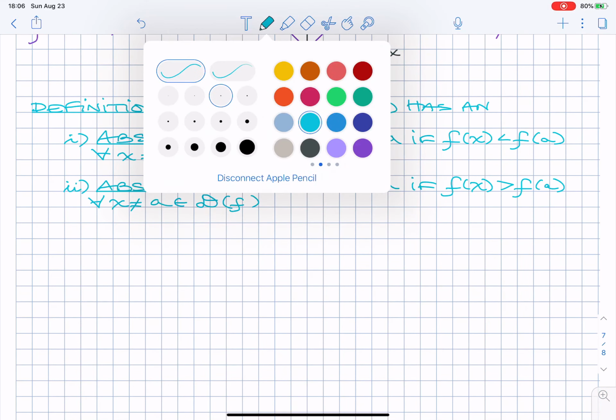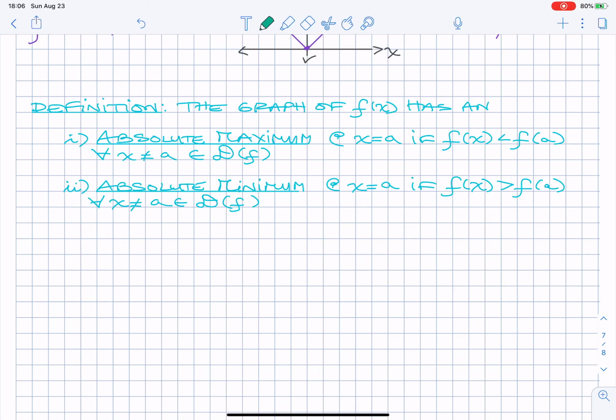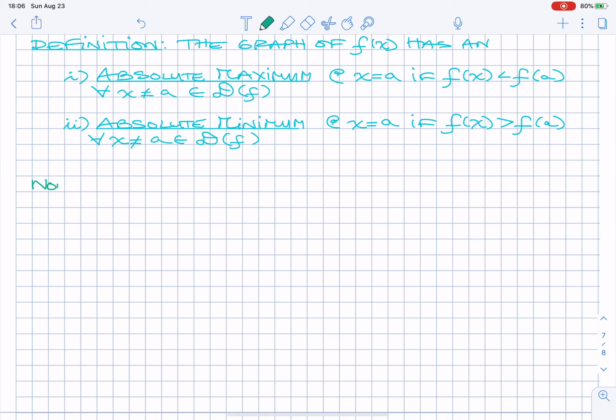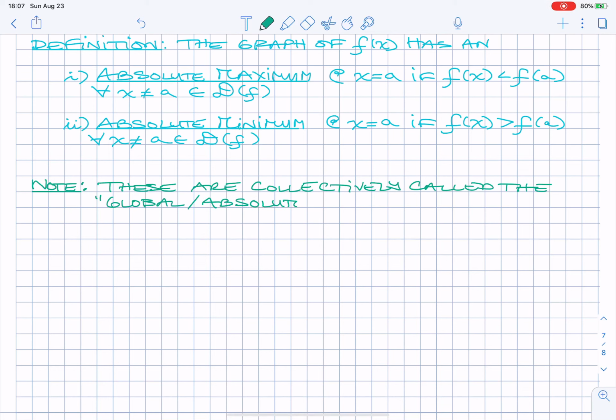So note, these are collectively called the global or absolute extrema.